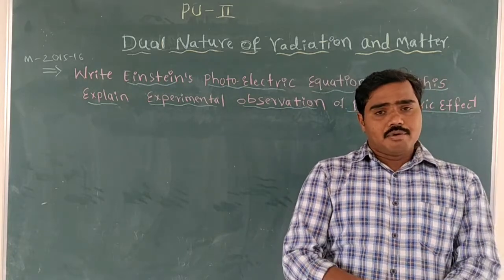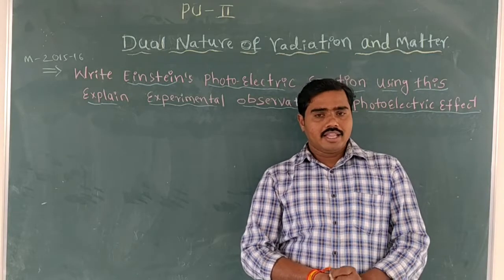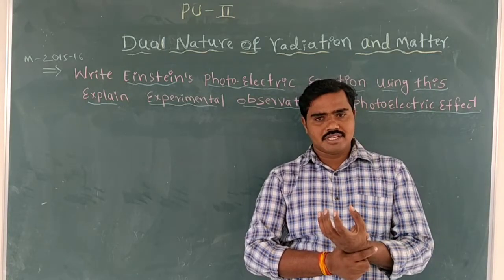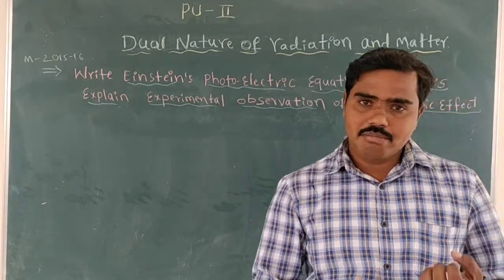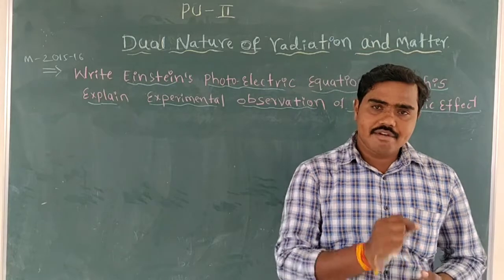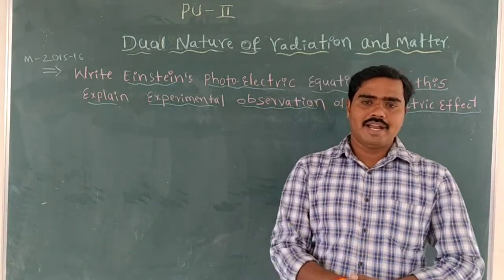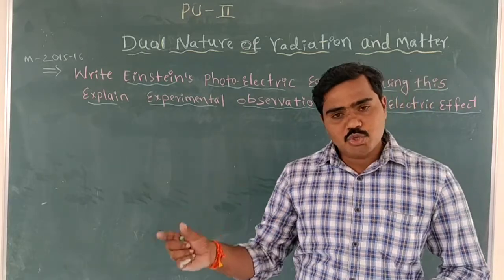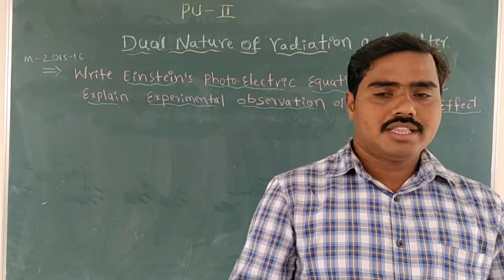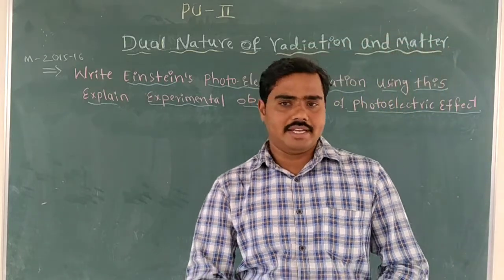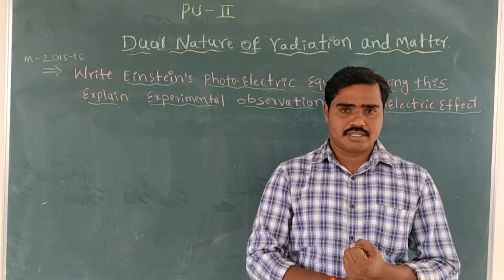When that photon energy falls on the metal plate, electrons are already present on that plate. Those electrons absorb that energy and escape from the metal plate. When they escape, the electrons move towards the other plate and current is generated in the circuit. That current we call photoelectric current. Okay, this is the main concept of Einstein photoelectric effect.